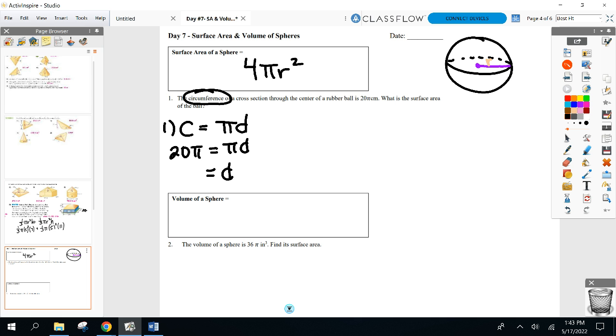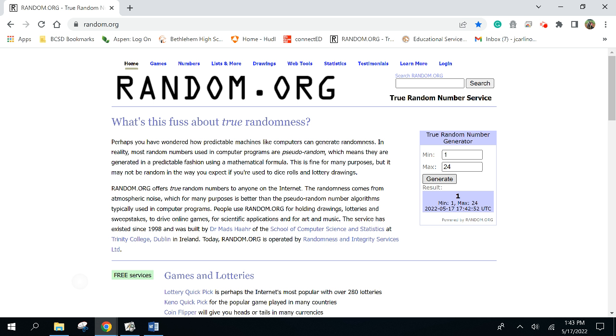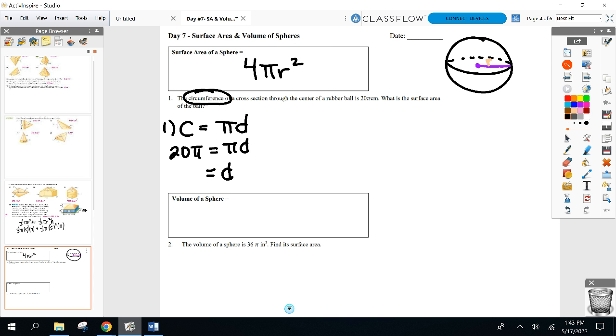Let's hold off on those. We don't need it at this moment. What's my diameter? I said 20. Relax. 20. So your radius will be 10. Now we can find surface area.